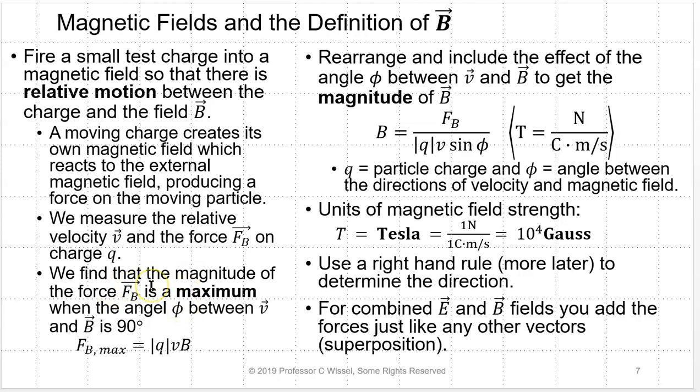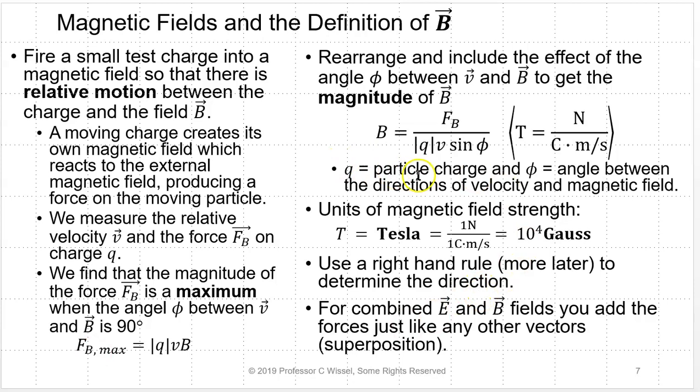You'll find that the magnitude of the force Fb is the maximum when the angle phi between v and B is 90 degrees. Fb max equals qvB. Now that suggests a sine function because sine of 90 is 1. So we're going to rearrange that and include the effect of the angle phi between v and B to get the magnitude. B equals Fb divided by |q|v sine phi. Now the absolute value signs on this are there to remind us not to use the sign on the charge to determine the sign on the force. You should use the right-hand rule to do that. We'll explain that in a minute.